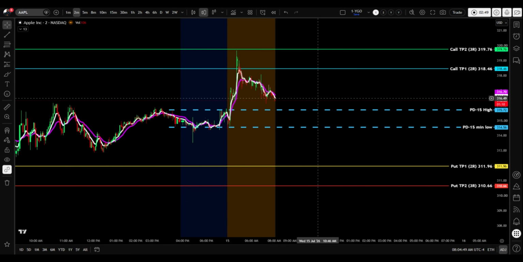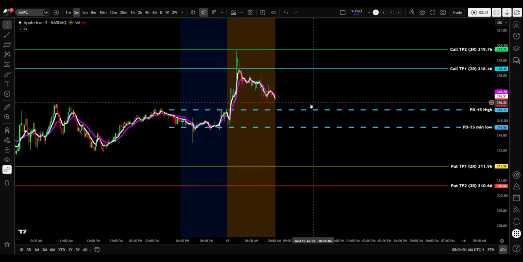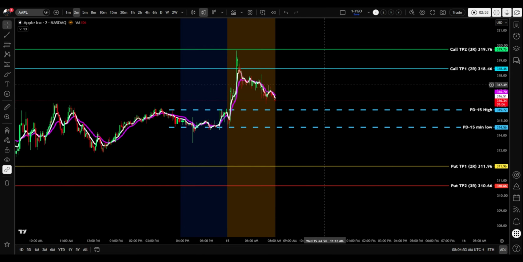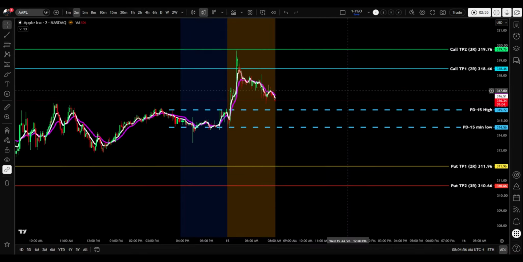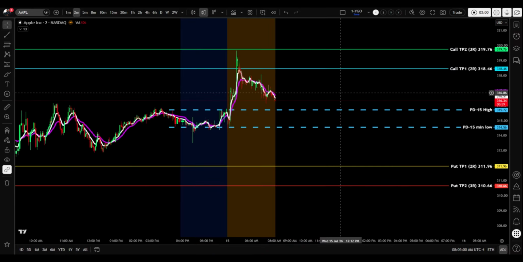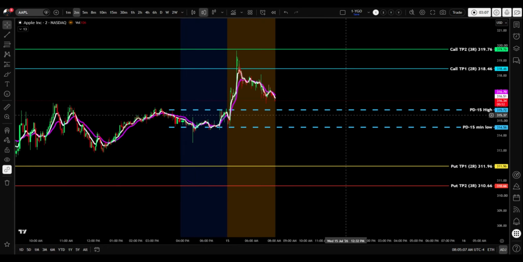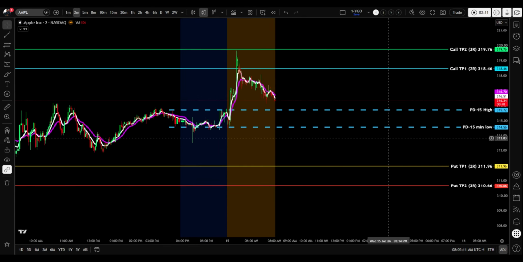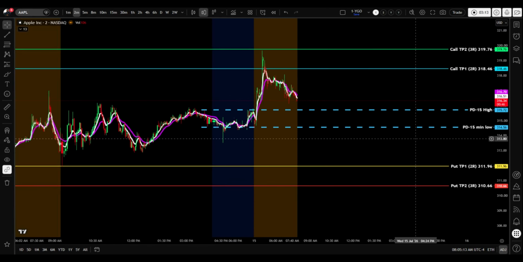If price is above the PD 15 high, buyers have a chance. So it has to stay above here, and we can see that buyers are stepping in and taking control. But if price is trapped inside the range, that's where I slow down because that's where chop happens. So inside of here is a no go. But if it breaks, then I'm looking for sellers to step in and take the price a little lower.